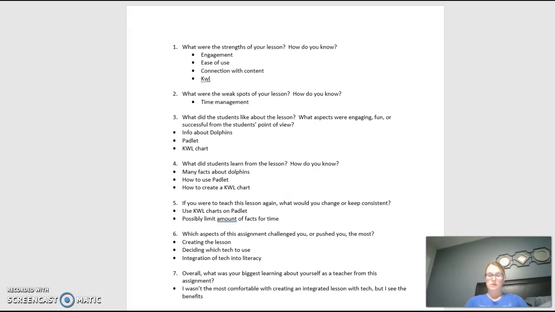Number six, which aspects of the assignment challenged you or pushed you the most? So initially creating the lesson took me a while mainly because I wasn't sure which technology to use. I'm hesitant with technology because I feel it can be overused. And then just trying to figure out what am I going to do with the technology and how do we integrate literacy and all of those variables and moving parts, putting it together. That was the hardest part.